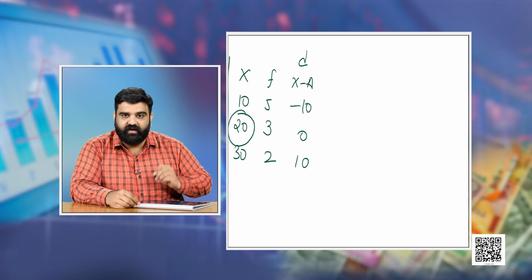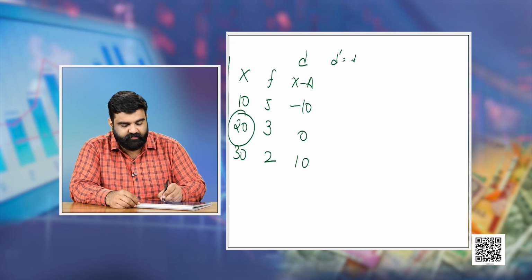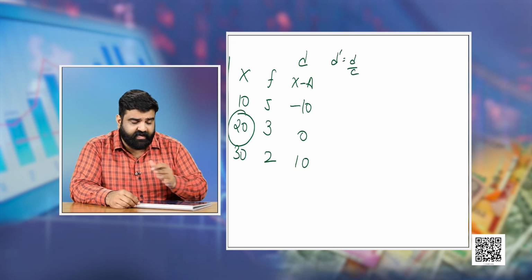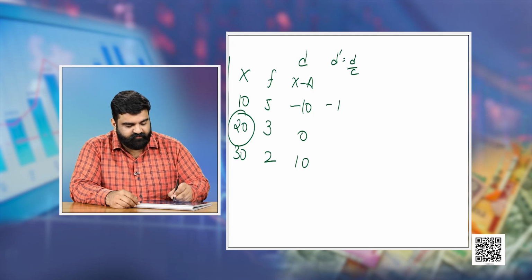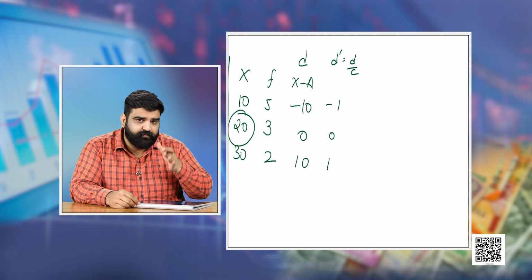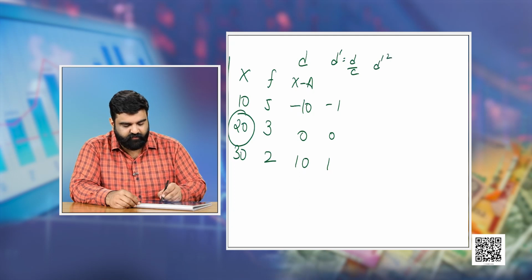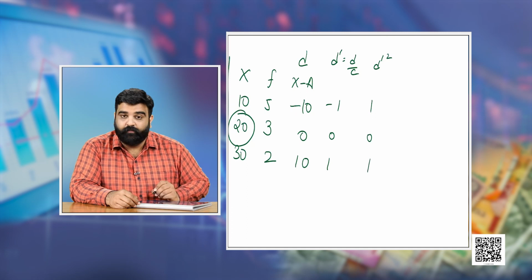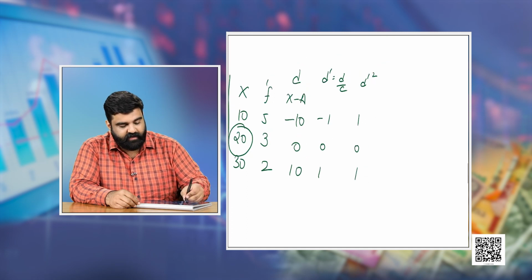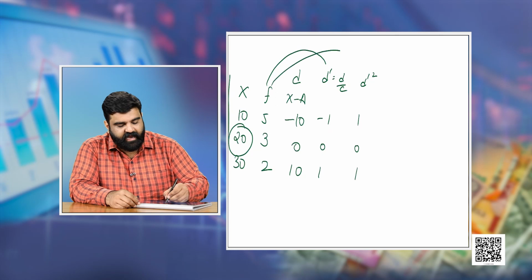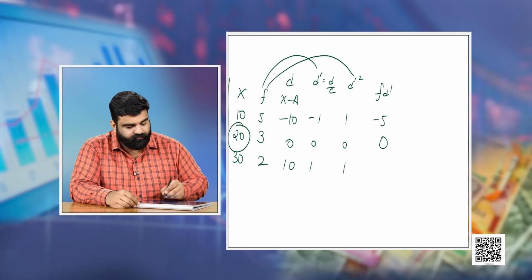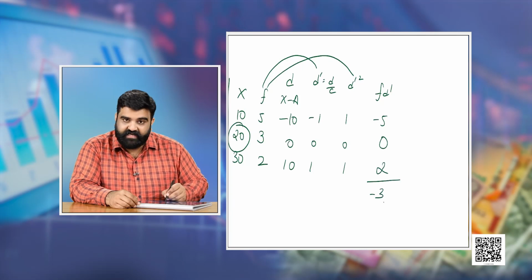Now, what I see is that 10 can be pulled out, being common in all the values. So, I have d dash, that is d by c. Taking 10 as common factor, I have minus 1, 0 and 1. This will simplify my question. I can also calculate d dash the whole square, which will be 1, 0 and 1. Now, I have to multiply f d dash and f d dash square. Let us calculate f d dash first. So, I have f d dash, which will be minus 5, 0 and 2, which will be minus 3.